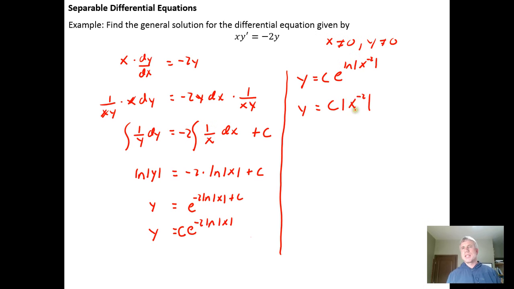And then we can ask the question, do we need the absolute value symbol here? What we want to recognize is that x to the negative 2 is the same as 1 over x squared. And if we're squaring, it will never be negative. It'll always be a non-negative number. So in fact, we can drop the absolute value symbols, and we just get y equals c x to the -2.